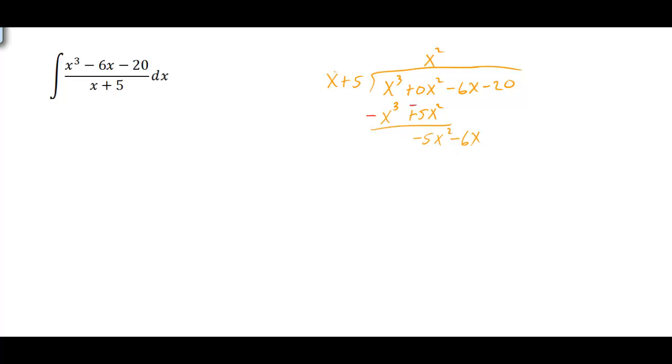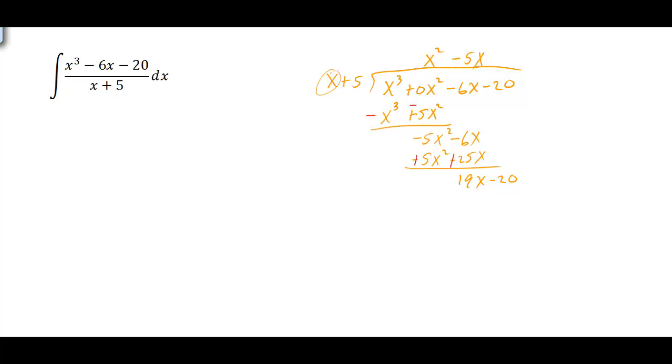What do we need to multiply the x here out front by to get negative 5x squared? So we need to multiply by a negative 5x. So negative 5x and x is a negative 5x squared. Negative 5x and 5 is a negative 25x. So once again, we're subtracting, so we're going to change our signs. And now the 5x squares cancel out. We have a negative 6x plus 25x, which would be 19x. And then we bring down our next term, which is negative 20.